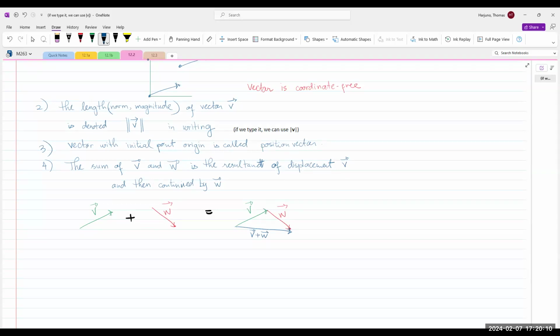Okay, and from here you also see that v plus w is equal to w plus v. Now let's do some experiment. The nice thing about doing it on computer, I can do copy paste, right? So if I have vector v here plus vector w plus vector v, that is equal to vector w first and then continued by vector v.